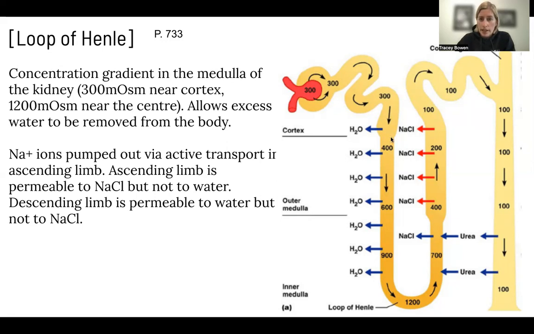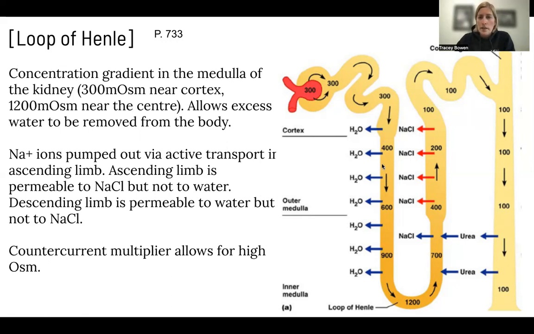So because you're going to end up with high sodium concentration in the tissue surrounding the ascending loop, the water in the descending loop is going to move into that salty area. And the descending loop is permeable to water, but not to sodium. This is called a countercurrent multiplier. And so what that means is this section is doing one thing and that section is doing another thing. And it allows for a high concentration gradient to be built up at the bottom of that section.